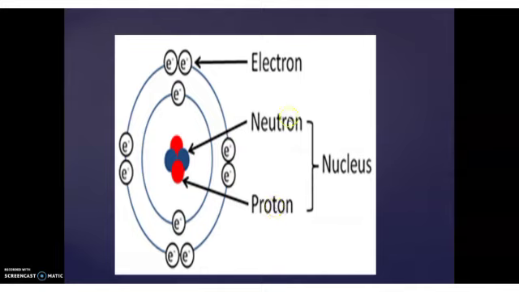Here, proton and neutron are inside the atom. Inside the atom, there is a part in the center called nucleus. Neutron and proton are inside the nucleus. Electrons are outside the nucleus. It is revolving around the nucleus.